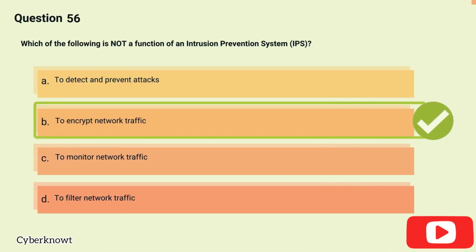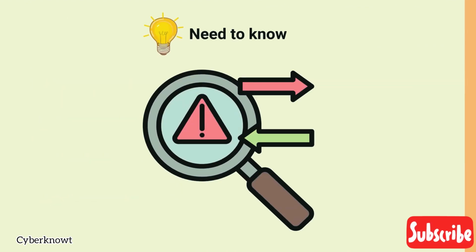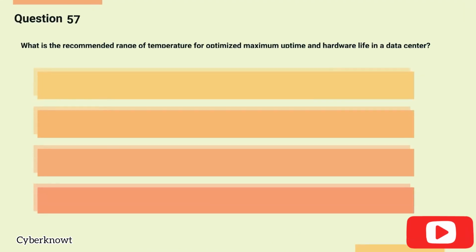To encrypt network traffic. Explanation. While an IPS can inspect network traffic for malicious activity and take action to stop it, it is not designed to encrypt network traffic.